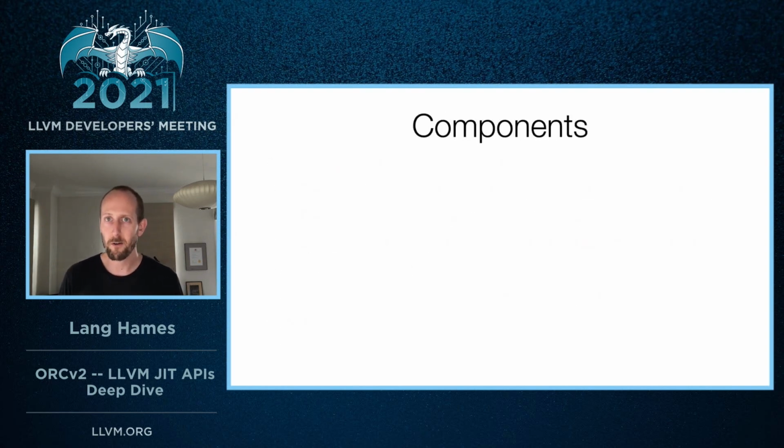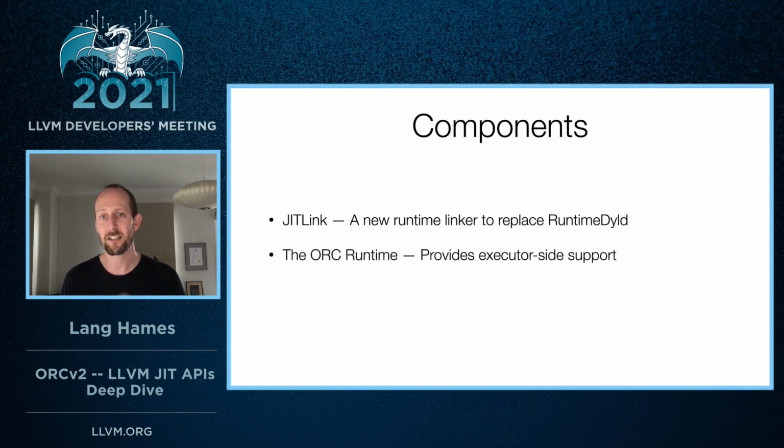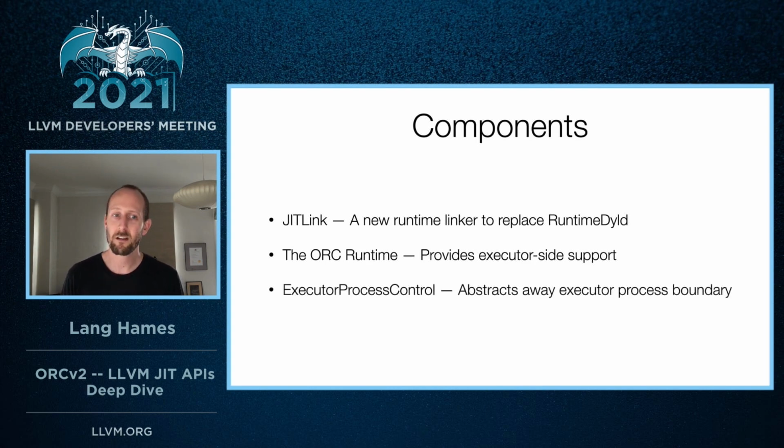There are several new components involved in making all this work. The biggest is JITLink, which is a new runtime linker to replace runtime DYLD. That's what we'll spend most of this talk on. We also have a new runtime library, the ORC Runtime, which provides the executing process side support for some of these features. Finally, we have a new API called Executor Process Control that abstracts away that executor process boundary so that if you talk to this API, you can toggle whether you're JITting code into the current process or a separate process just by changing which implementation of executor process control you use.